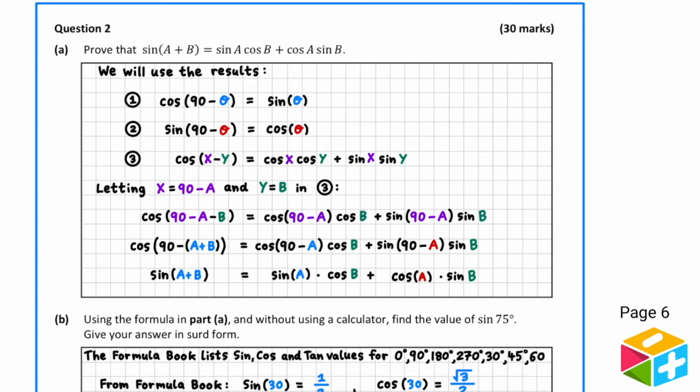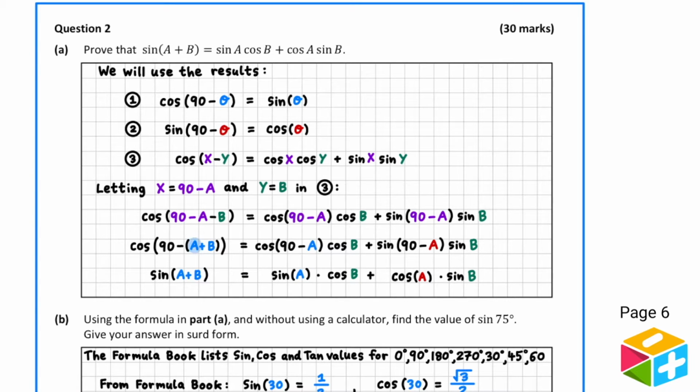The starting point of our proof is to take statement 3 and let x equal to 90 minus a and let y equal to b. Now, I'll rephrase things a bit on the left-hand side. Minus a minus b can be rewritten as minus (a plus b) all in brackets. From here, we can use results 1 and 2 several times.